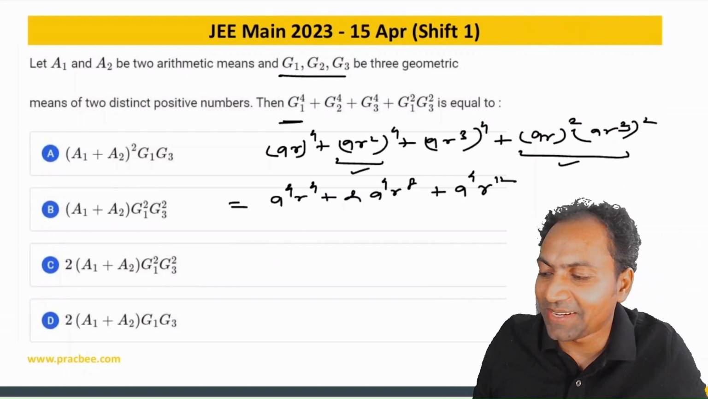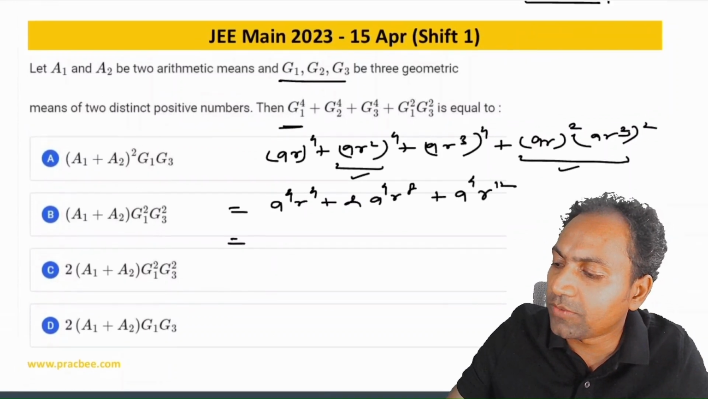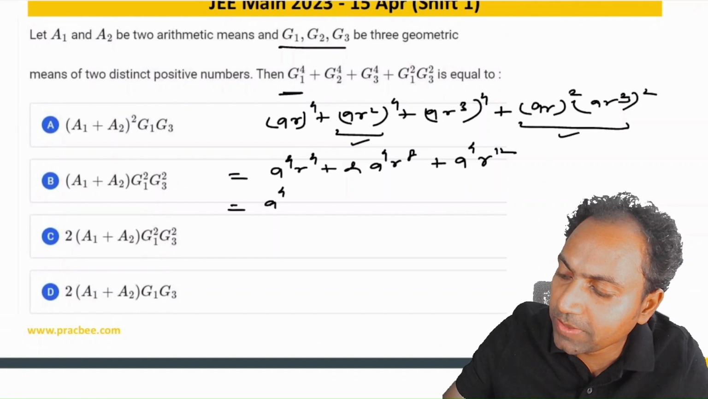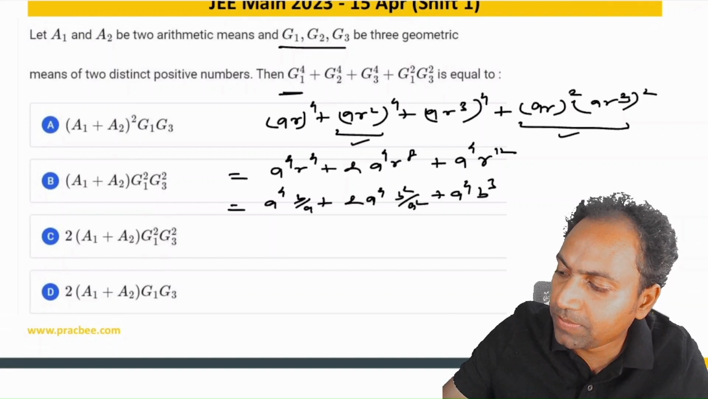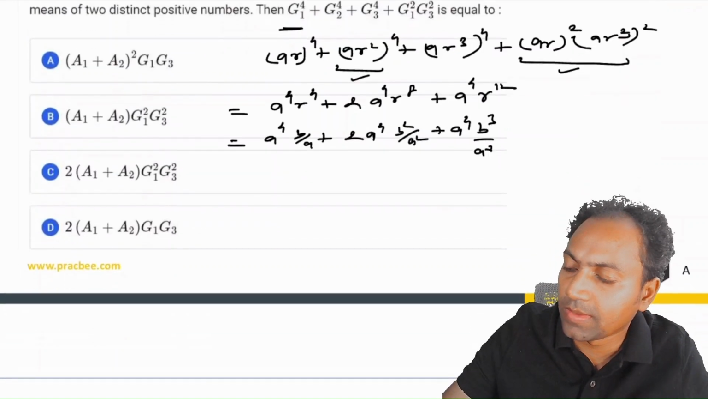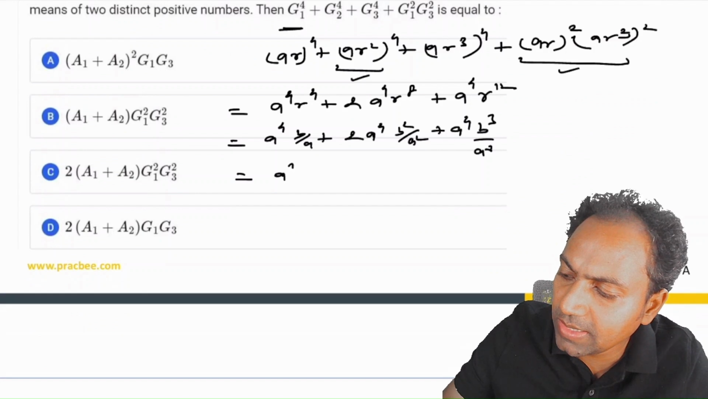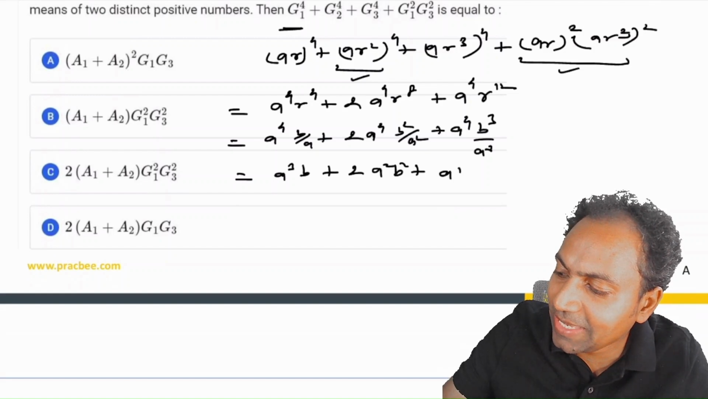So once you have done that, what you can observe is that from here, we can put the value of r raised to the power 4 from above. So it becomes b by a raised to the power 4, b square by a square, and a raised to the power 4, b cube by a cube. And if you do this very simple substitution, what you get from here is a cube b plus 2a square b square plus a b cube.